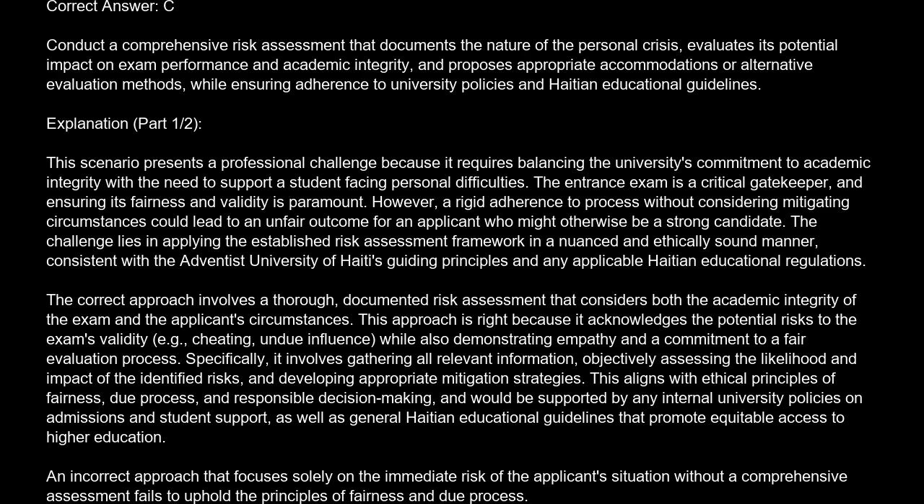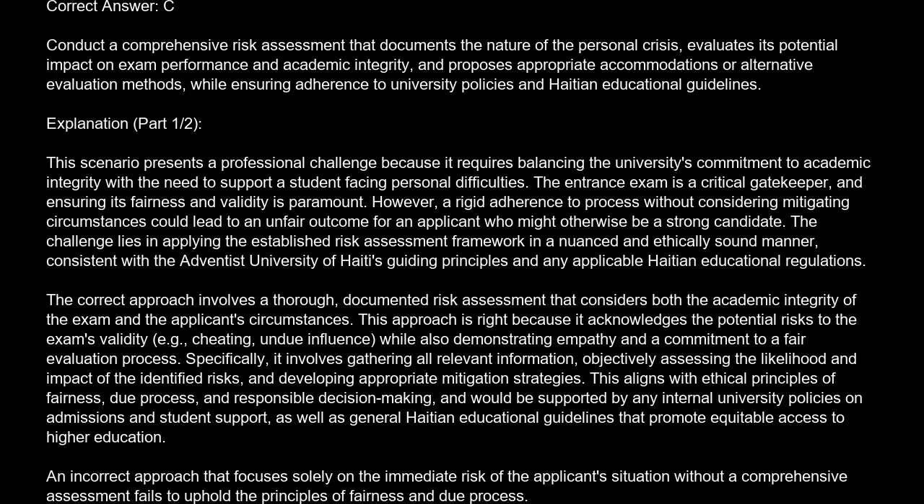The correct approach involves a thorough, documented risk assessment that considers both the academic integrity of the exam and the applicant's circumstances. This approach is right because it acknowledges the potential risks to the exam's validity, e.g., cheating, undue influence, while also demonstrating empathy and a commitment to a fair evaluation process.